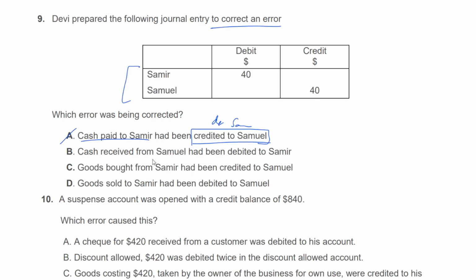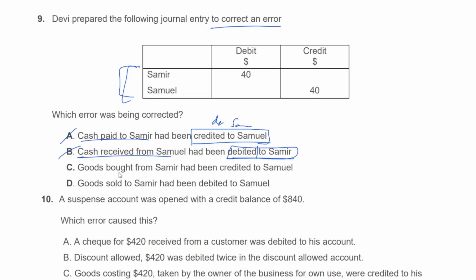Next one. Cash received from Samuel had been debited to Samir. Okay, now here mistakenly we have debited Samir for no good reason. The cash was about Samuel. We debited Samir. Now to fix that, we have to credit Samir. Are we crediting Samir in this case? We're not crediting Samir to fix that.